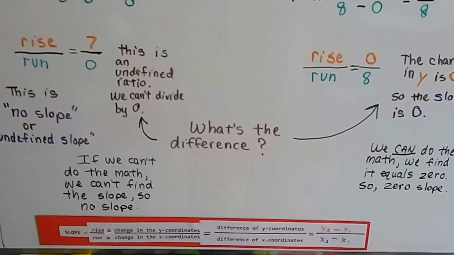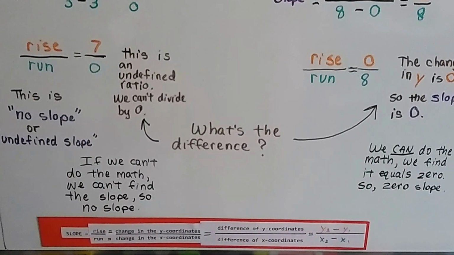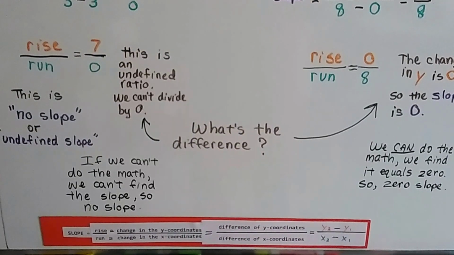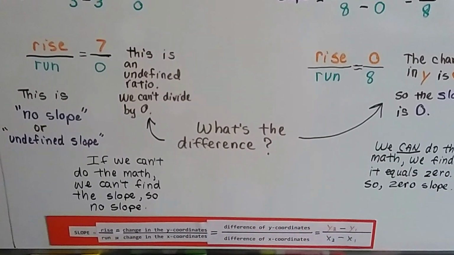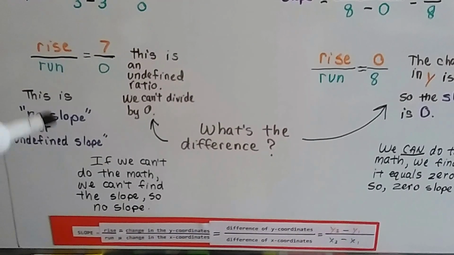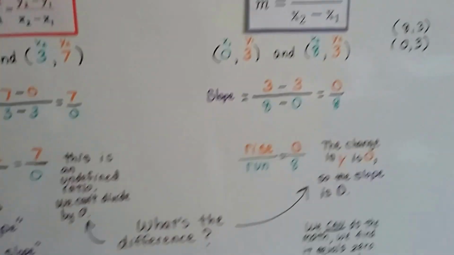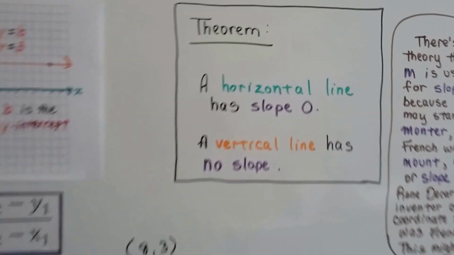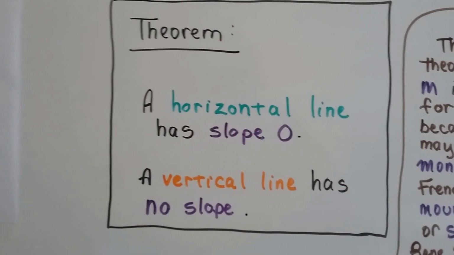It would be the difference between someone eating some candy and they ate all the candy until there was 0 candy left, compared to someone who never had any candy. See? There was no candy to subtract. So if you can't do the math, there's no slope or it's undefined, all right? So here's our theorem. A horizontal line has slope 0 and a vertical line has no slope, all right?